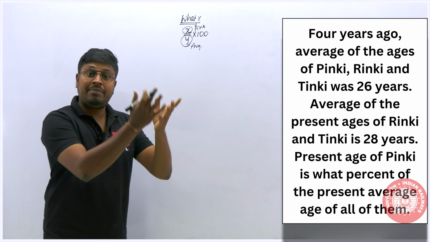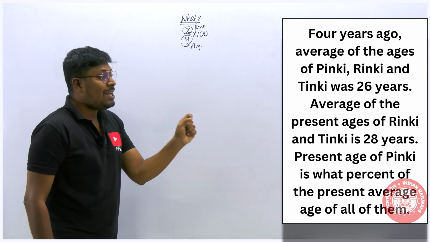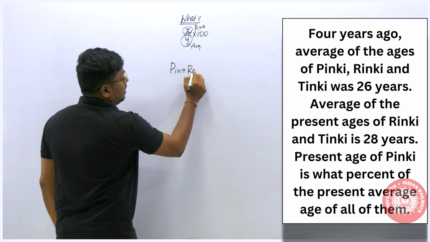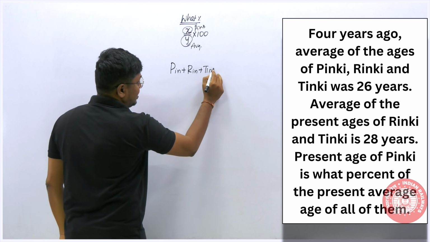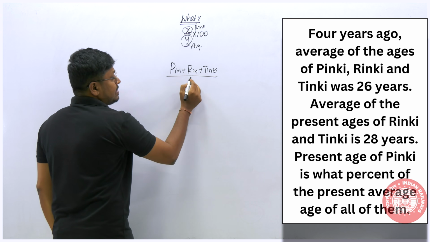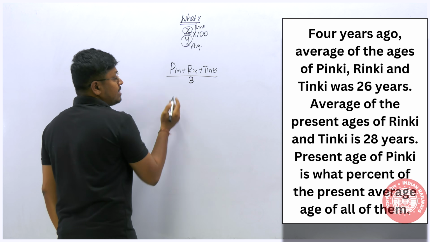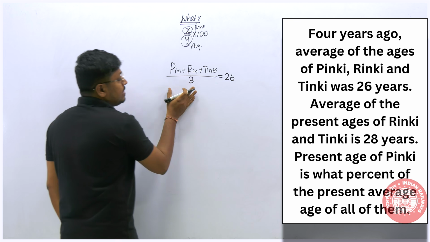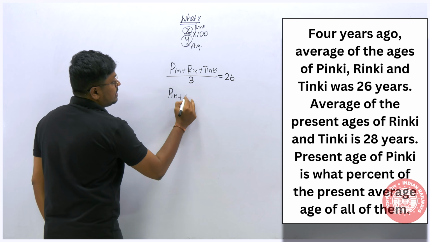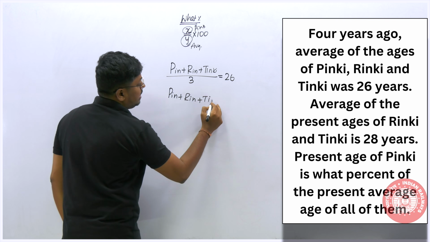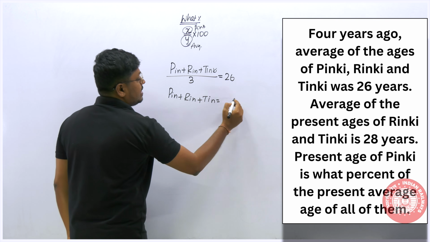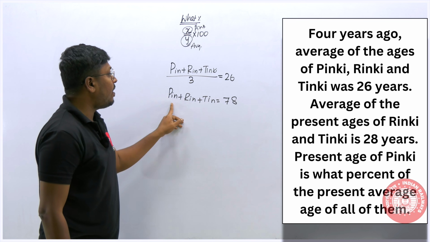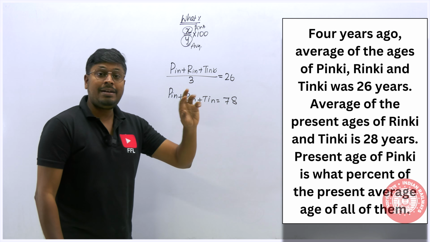4 years ago, they have given the past average age of all the 3 persons. So Pinky plus Rinky plus Tinky. The 3-person average age 4 years ago was 26 years. So Pinky plus Rinky plus Tinky will be 26 into 3. 6 3s are 18, 78. So 78 will be the total age of all the 3 persons 4 years ago, right?